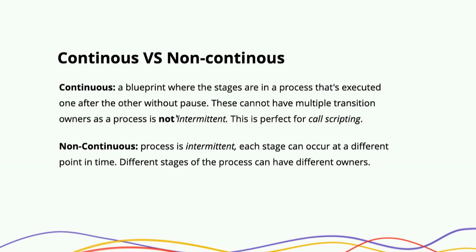And this is really perfect for maybe new people if you have like a call script that you want to make them adhere to for each process. But in this case, we're going to be creating and using a non-continuous blueprint. If you're able to use a non-continuous blueprint, it's really easy to extrapolate it into a continuous one. And the reason why we're going to do this is because each stage can happen at a different point in time, and we can have different people take over it. We can do a little bit more with it.